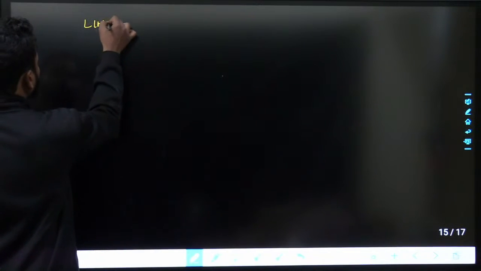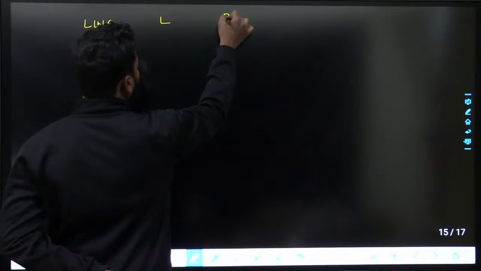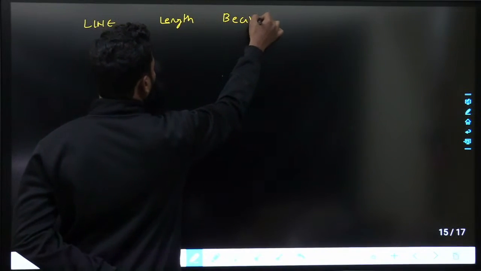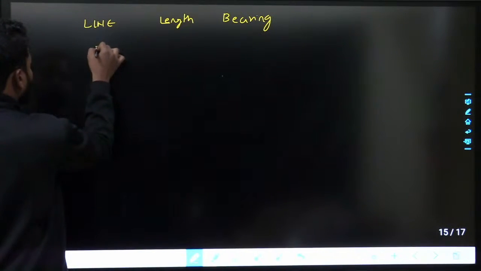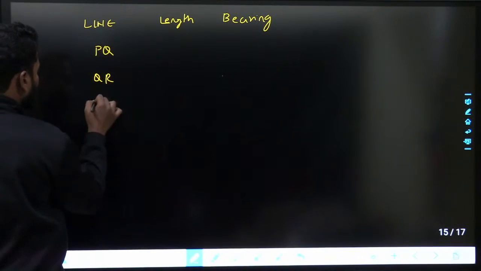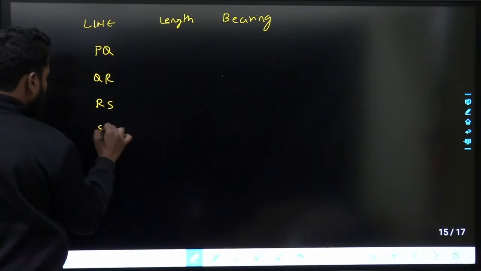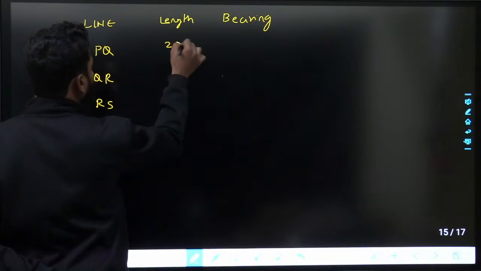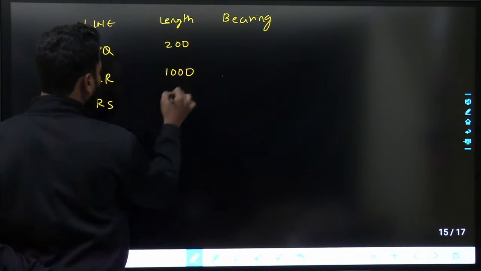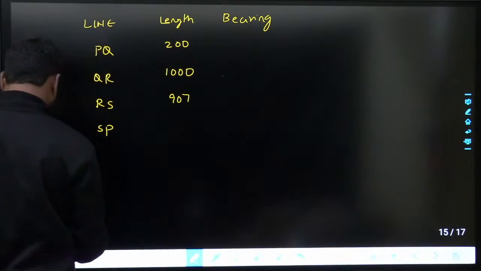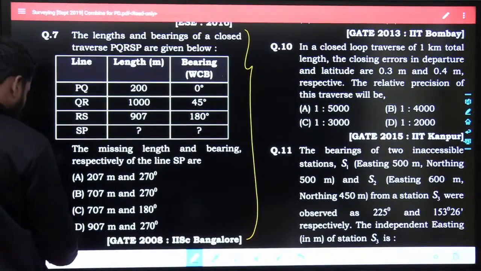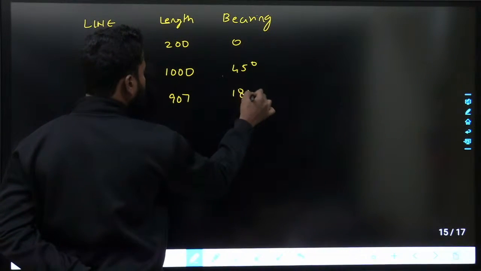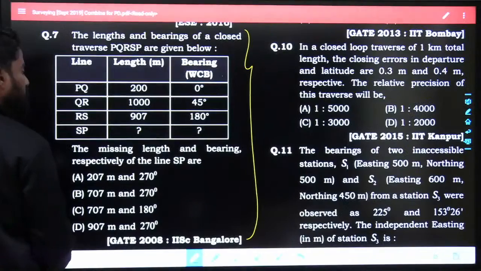Line, length, bearing: PQ, QR, RS, SP. Lengths 200, 907. Bearings 0 degrees, 45 degrees, 0 degrees, 45 degrees, 180 degrees, right? This is also 180 degrees.